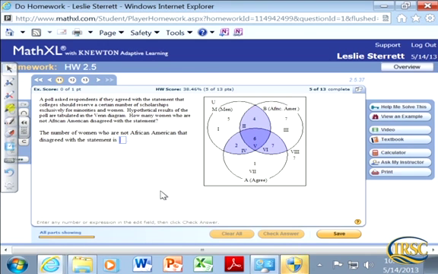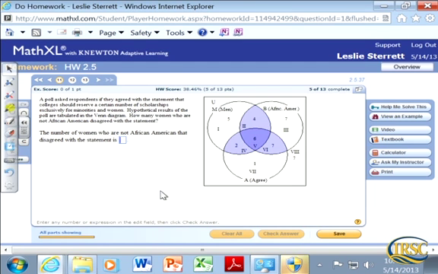Okay, same thing that they're asking, but they've changed all the numbers, and they decided to throw the region Roman numerals in there, just to confuse things. So the number of women who are not African American that disagreed with the statement. I heard 7.